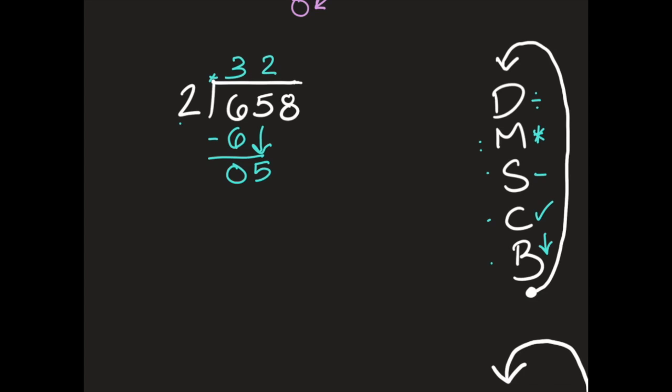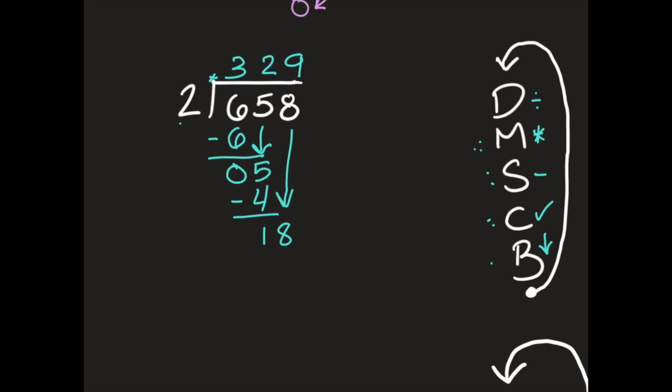I'm going to multiply. 2 times 2 equals 4. I'm going to subtract. 5 minus 4 is 1. I'm going to check. Is 1 smaller than 2? Yes. I'm going to bring down my next number, which is 8. So now I have 18. So how many groups of 2 can go into 18? 18 divided by 2 equals 9.